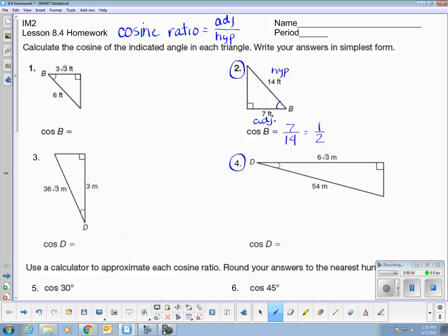Angle D is my reference angle. This side is my adjacent side. This is the hypotenuse. So the cosine of angle D is 6 radical 3 to 54. And this can reduce to radical 3 over 9.